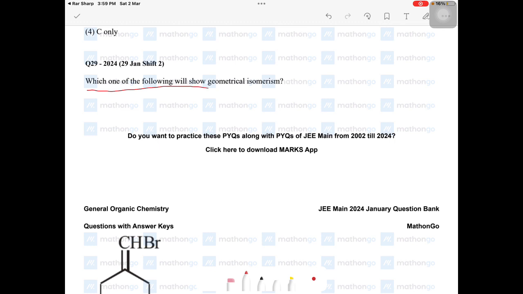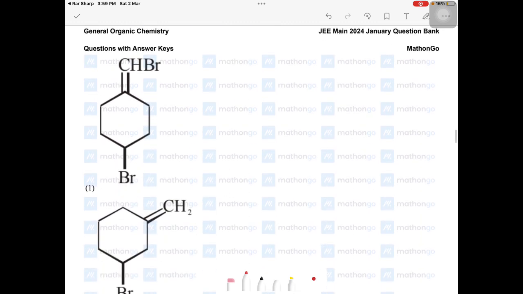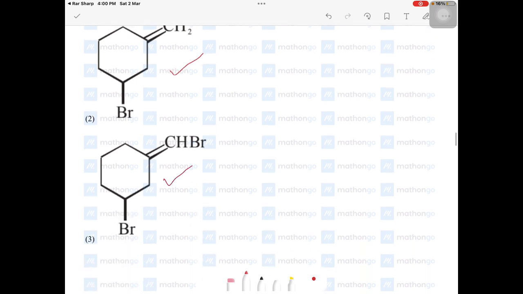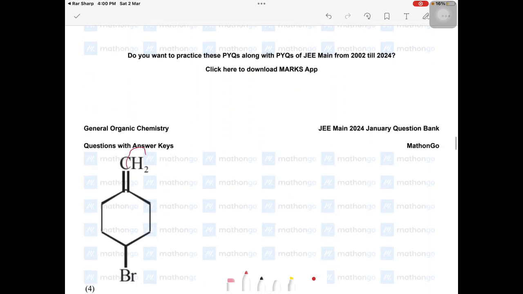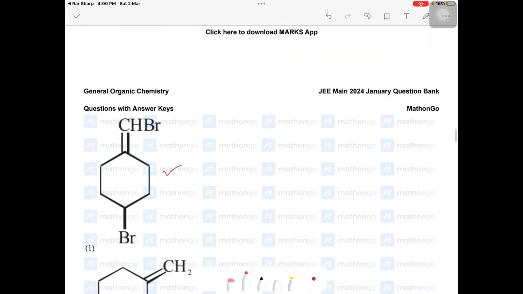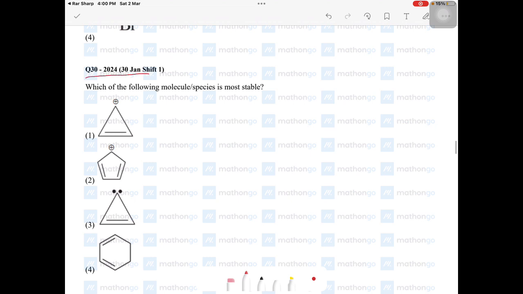Which one of the following will show geometrical isomerism? First one, there is a possibility to show geometrical isomerism. Second one will show. Third one will show. Fourth one, due to CH2, it won't show. So total 3 compounds will show geometrical isomerism, cis and trans. 30th question. Which of the following molecules is more stable? First one is more stable. Why? Because it is aromatic.